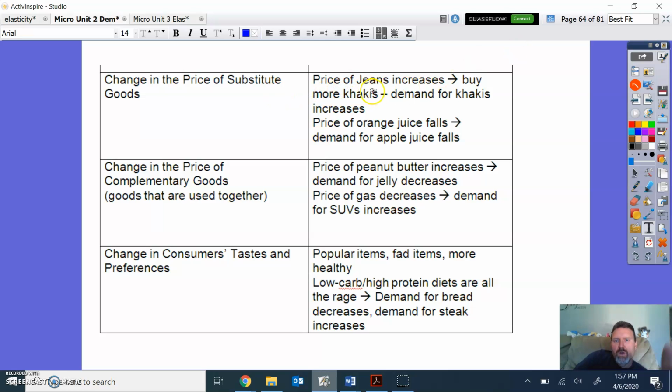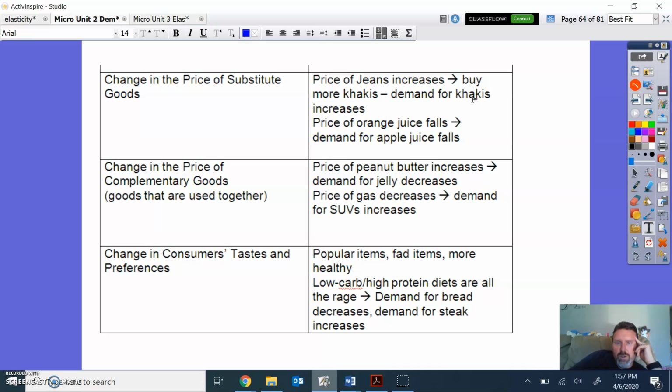Price of jeans goes up. Okay? So what happens is people aren't going to buy jeans anymore. Guys, you should buy khakis. So when the price of jeans goes up, you're not going to want jeans, you're going to want khakis. So demand for khakis should go up because they're substitute goods. They're able to be substituted in and out.